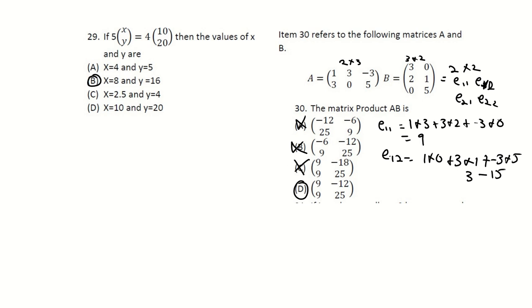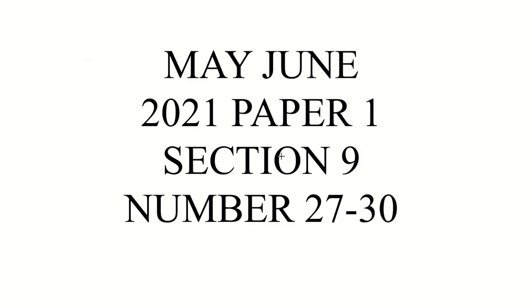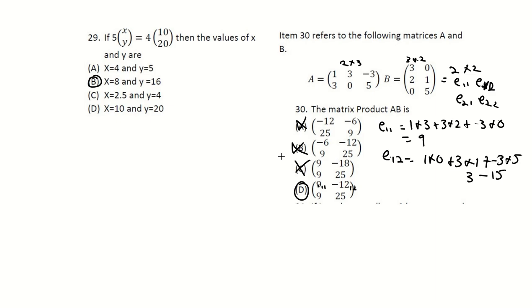You don't need to multiply the entire thing. You're just looking to see where the only ones that are different are your first row by your first column, that's this here, and then your first row by your second column. So if you could get these two, you should be good. Okay, let's look at the next one. That is the end of January 2022.